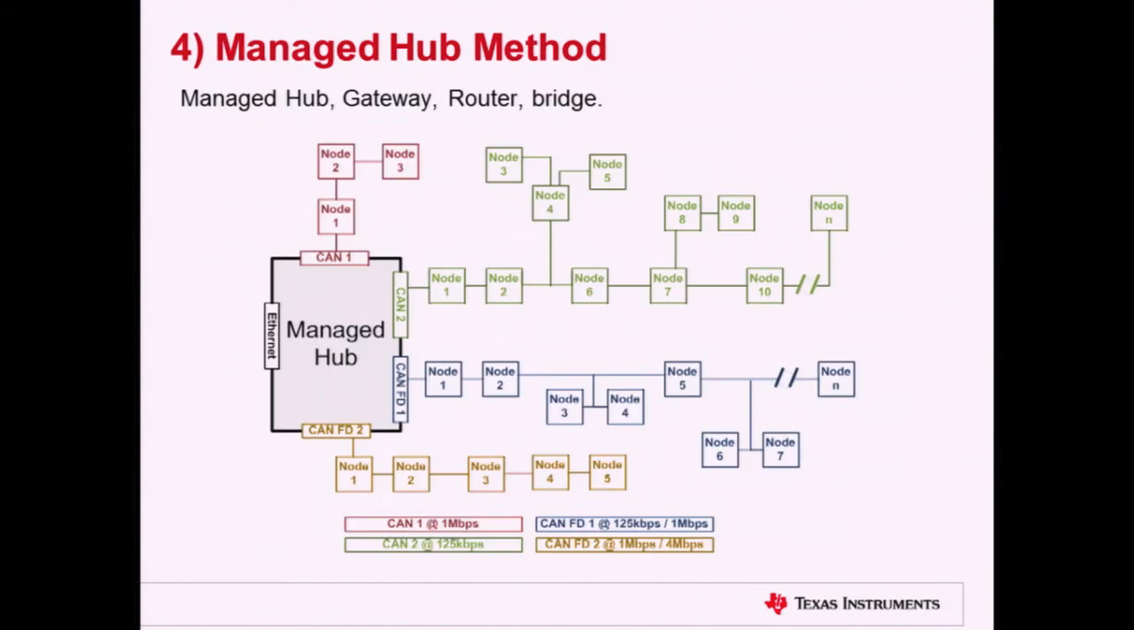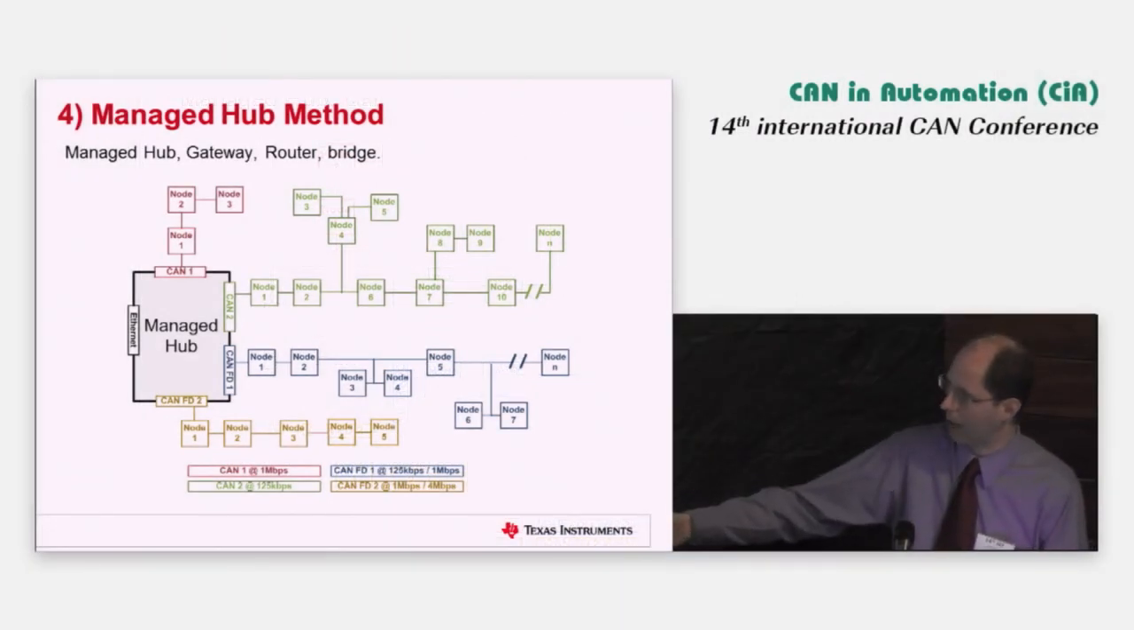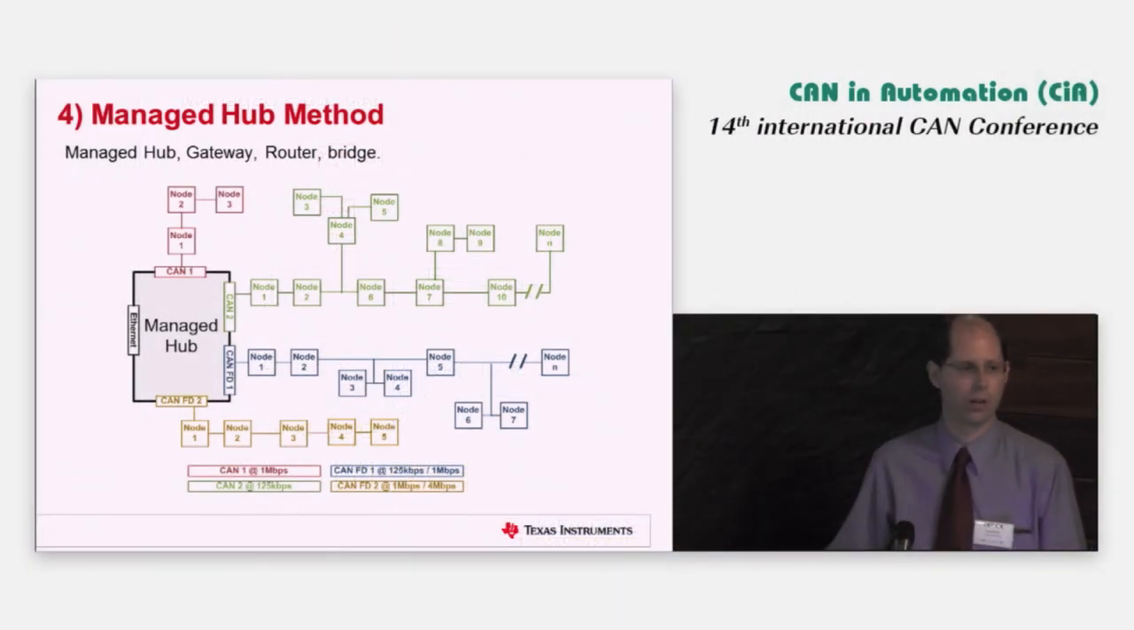So last but not least, we also look at the managed hub, the bridge, the router. This solution has, I guess, various names that could be used. In this case, let's assume it's a vehicle or a factory floor. You could insert a new piece of hardware into the system and then break previous networks into multiple new networks. And for example, add a new FD node with new hardware as it comes along.